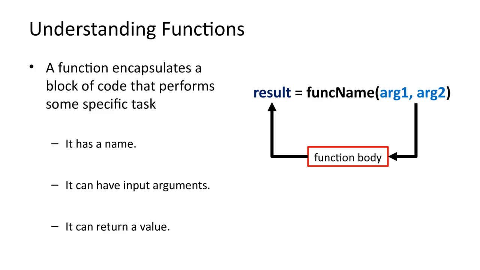The function has a name. The input values to a function are called its arguments. A function can produce some output data. We refer to this as the function's return value.